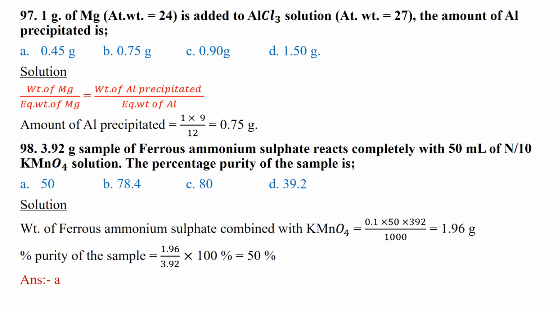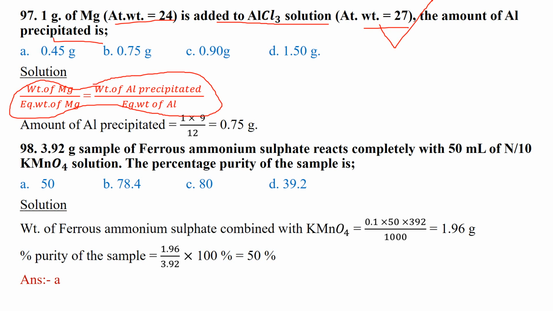Next question: 1 gram of magnesium having atomic weight 24 is added to aluminum chloride solution. The atomic weight of aluminum is 27. The amount of aluminum precipitated is? This question should be solved on the basis of the formula that weight is directly proportional to equivalent weight. Weight of Mg divided by equivalent weight of Mg is equal to weight of aluminum precipitated divided by equivalent weight of aluminum.